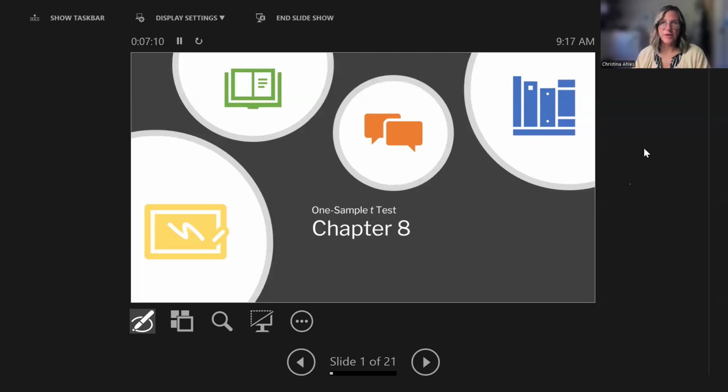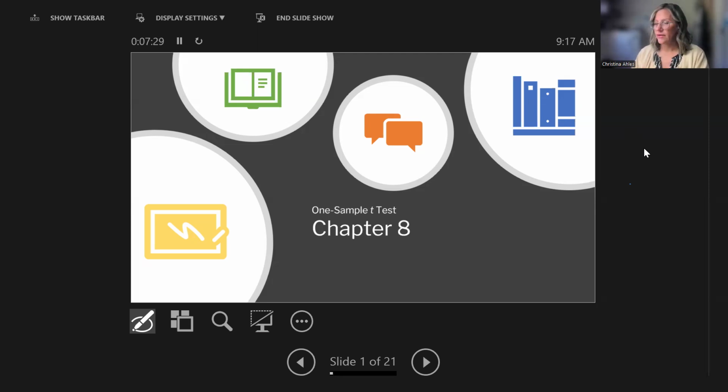Hi, we're going to start chapter 8. It's the one sample t-test. And this is going to be very similar to the z-test that you've already learned. There's just going to be some subtle nuances. So at this point in Intro to Statistics, a lot of this will become repetitious.